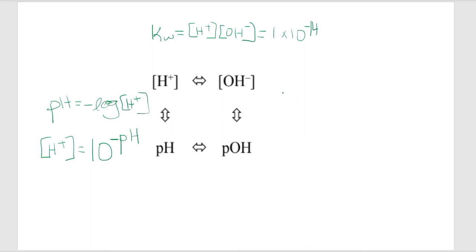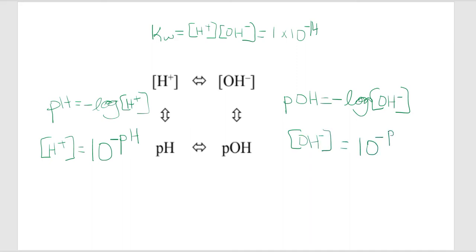On the other side, it's the same thing. To find pOH, we take the negative log of hydroxide. And to find the hydroxide concentration, we do the opposite, which is 10 to the negative pOH. And then on the bottom, we know the pH scale is out of 14. So pH and pOH, if we add those together, they have to equal 14.